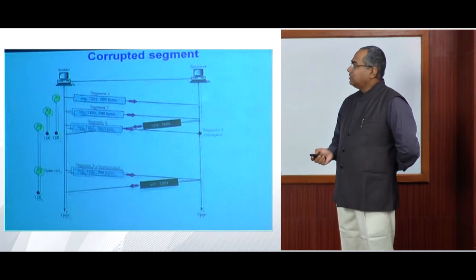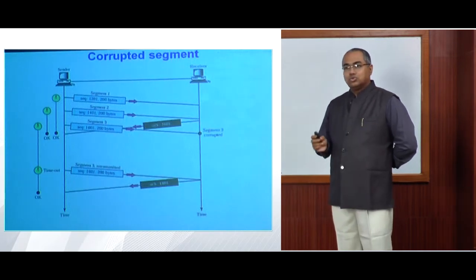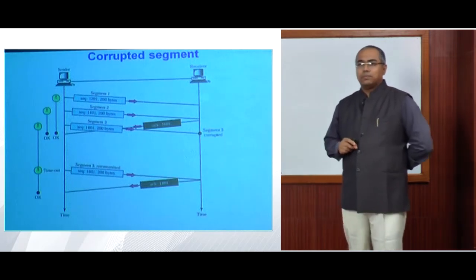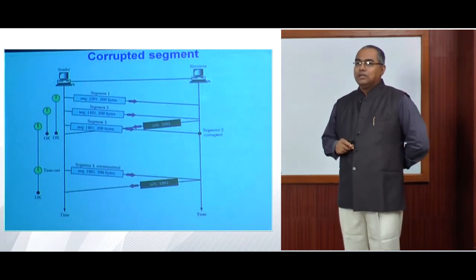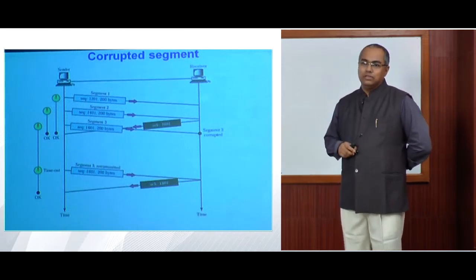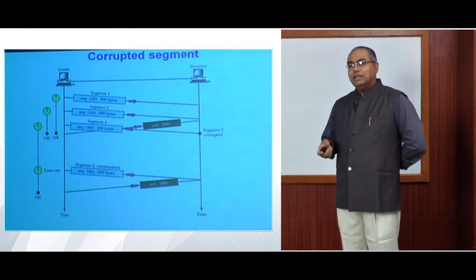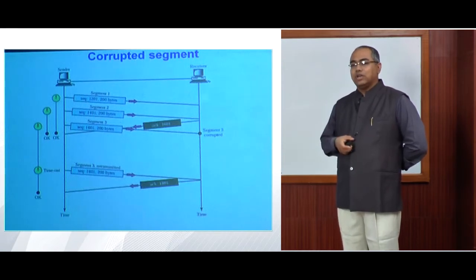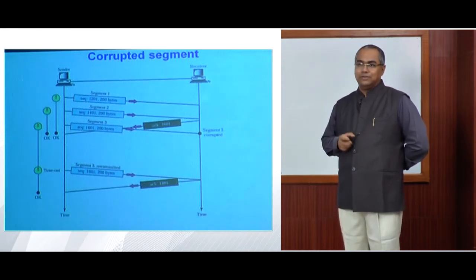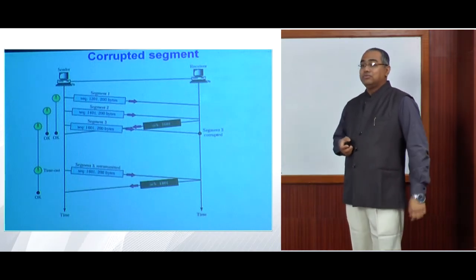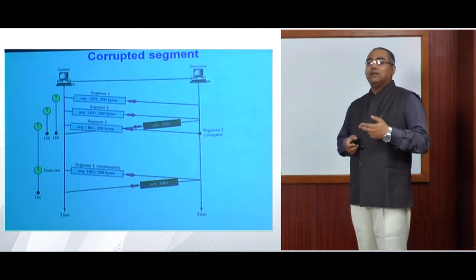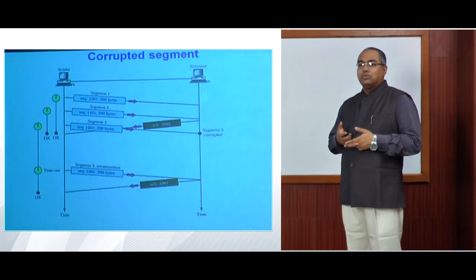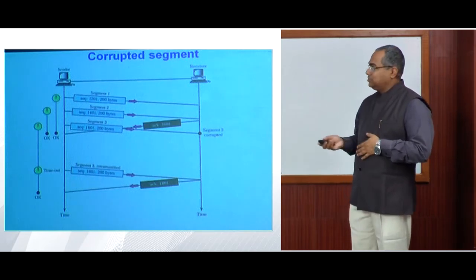Now, the first two types, that is corrupted or lost segment, TCP has a nice way to deal with. What is that? TCP deals with these two types in a similar manner. Let us see that. So basically, instead of three, we have two types of working to understand. Let us see what it is.